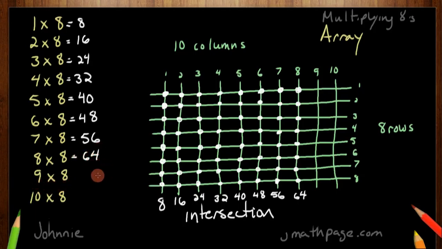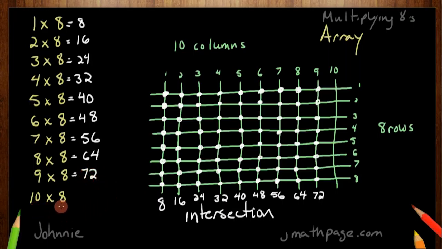What about 9 times 8? Well, here's our 9th column. 1, 2, 3, 4, 5, 6, 7, 8 more intersections. 64 and 8 more will take us to 72. So 9 times 8, or 9 columns and 8 rows, gives us 72 intersections.